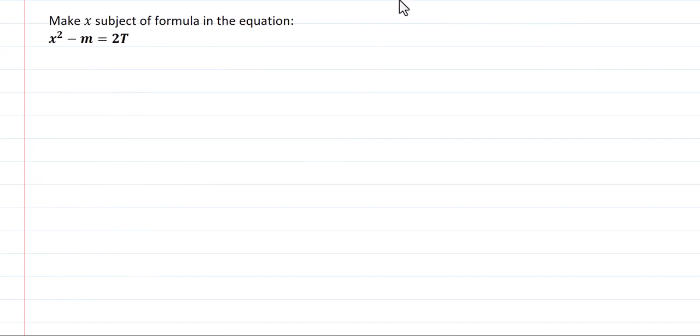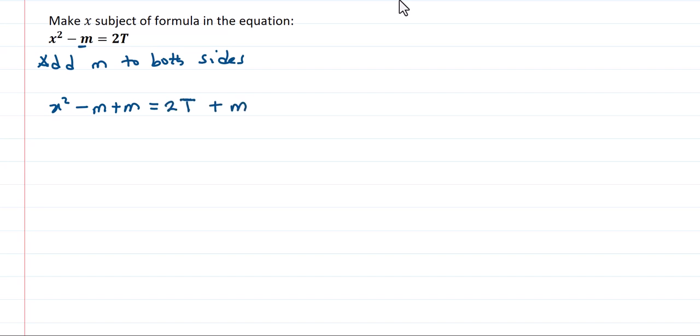The next question here says make x the subject of the formula in the equation. Okay, same thing. For us to make x standalone, we need to remove M. And doing that, because M is a minus, we have to do what? Add. So let's add M to both sides, so that we'll have x squared minus M plus M is equal to 2t plus M. The M here cancels out, so we'll have x squared is equal to 2t plus M.